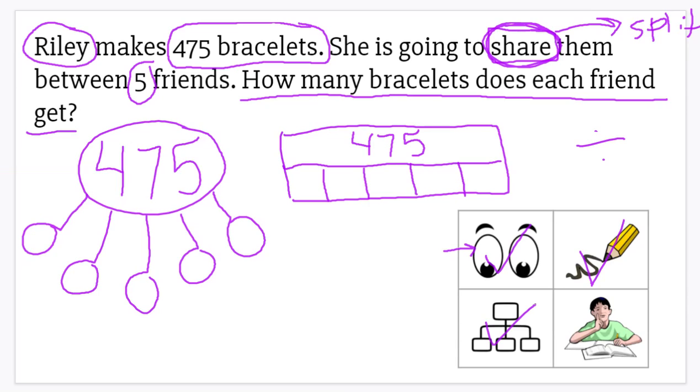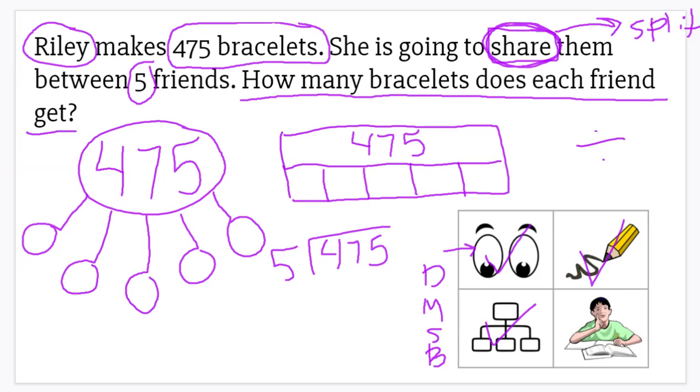I drew my model, and that's helped me figure out how to solve. Now, step 4 is to solve and check for understanding. So I have my whole number, 475, and I'm going to divide it by 5 because both of those models showed me that I needed to do that. My long division steps, I write those out so I can remember what to do.